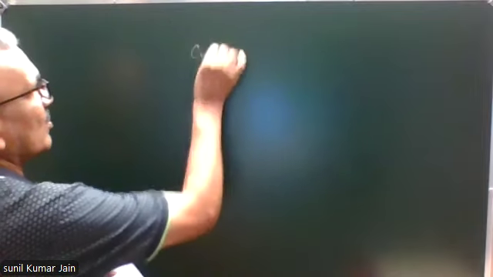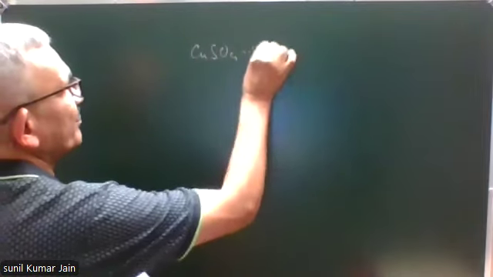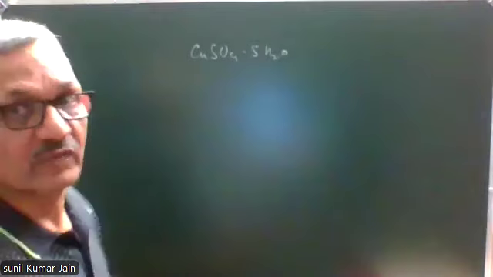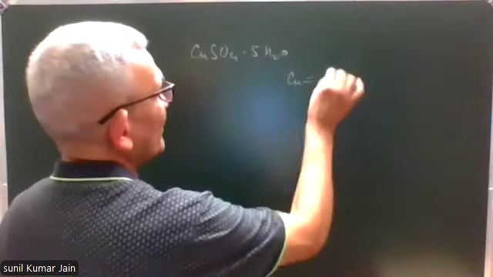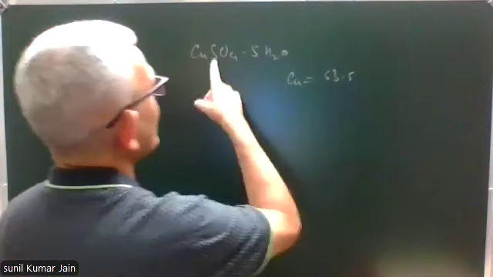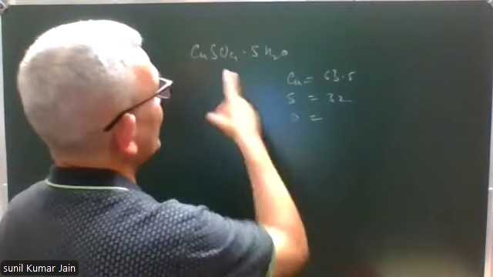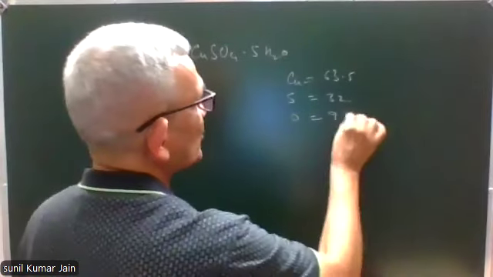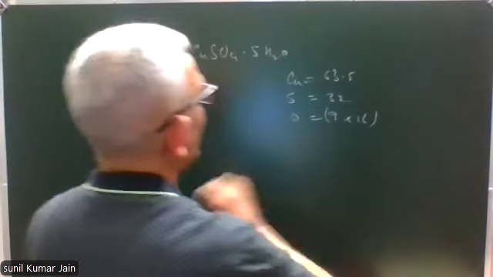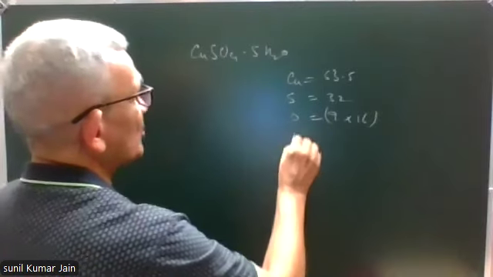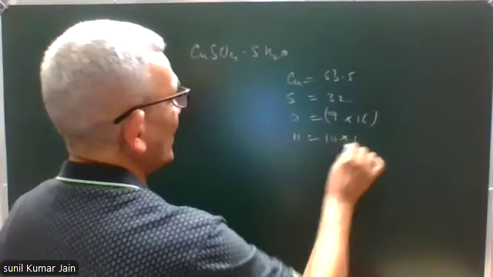So this is the first assignment of the first chapter. Calculate the percentage of oxygen in copper sulfate pentahydrate. Now, when I calculate the molecular weight, copper will be 63.5, sulfur will be 32, oxygen 4 plus 5, that is 9 oxygen atoms into 16. Then there will be 10 hydrogen atoms, 10 into 1.